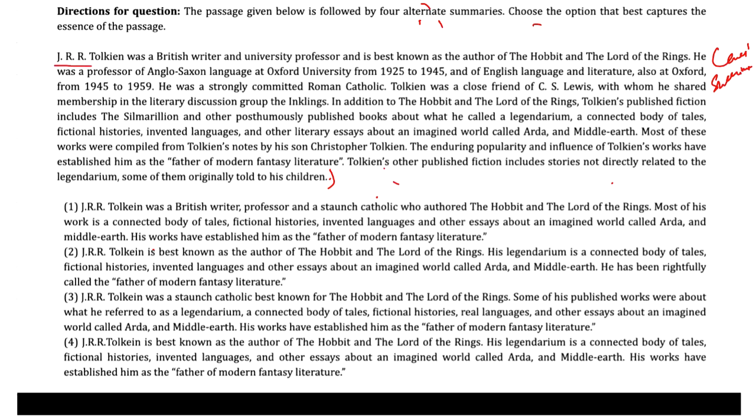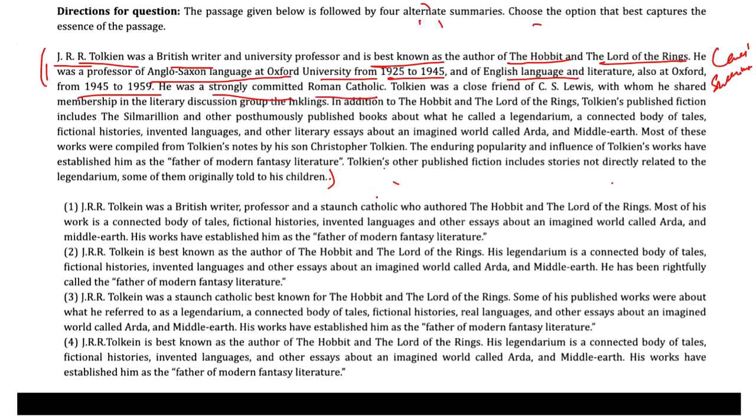The statement started with: J.R.R. Tolkien was a British writer and university professor and is best known as the author of The Hobbit and The Lord of the Rings. He was a professor of Anglo-Saxon language at Oxford University from 1925 to 1945 and of English language and literature also at Oxford from 1945 to 1959. He was a strongly committed Roman Catholic.